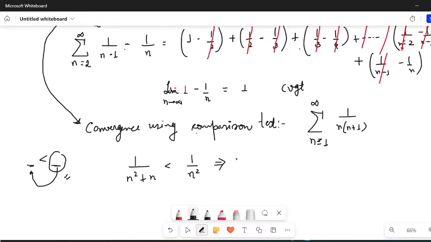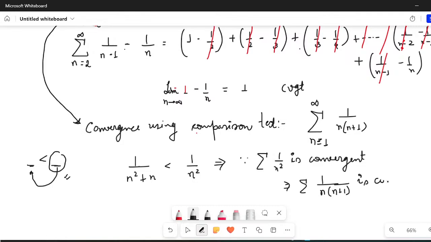Now since summation 1 upon n square is convergent, it implies summation 1 upon n into n plus 1 is convergent. You could have done this using the comparison test, the telescopic series treatment, and otherwise also. Just let me know if you've got this. If you've got it, then I'll move further.